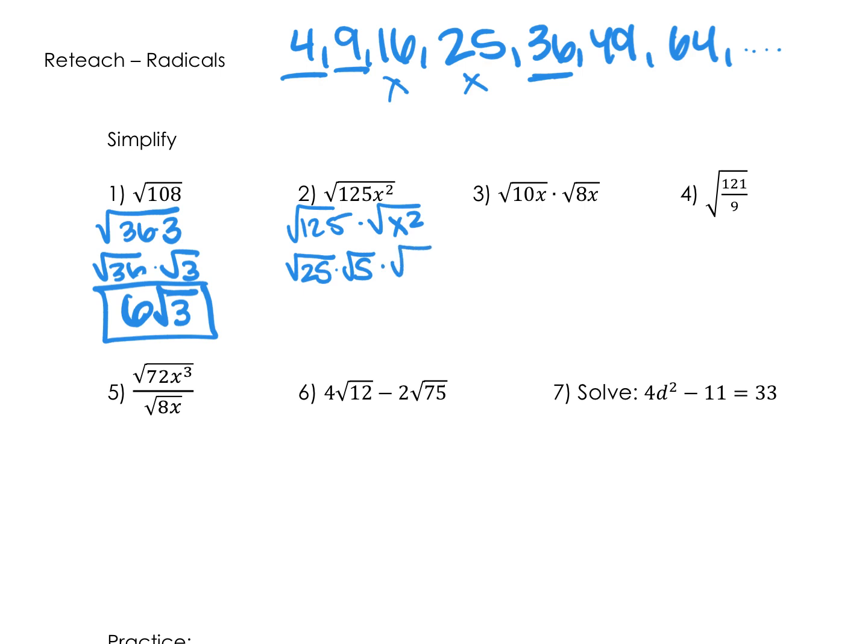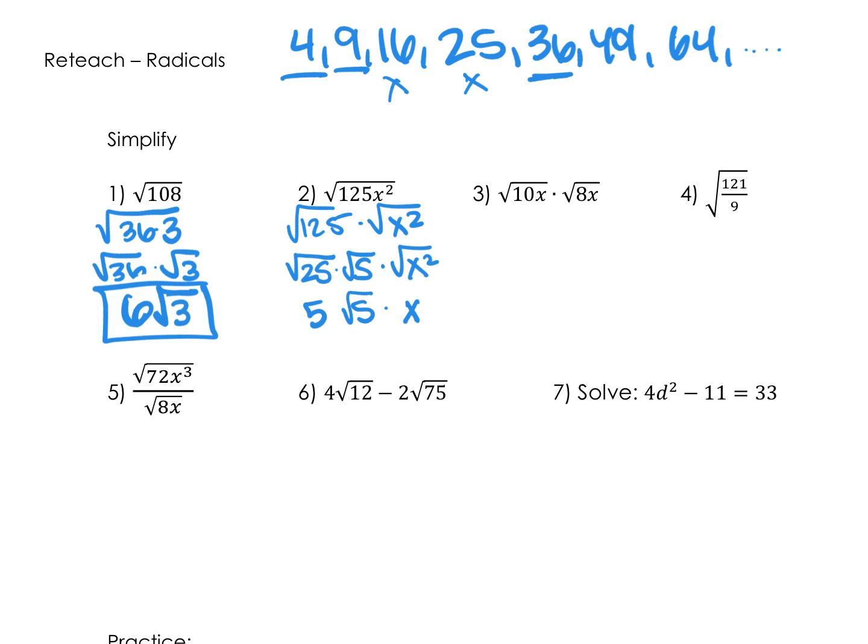And then we're going to leave our square root of x squared as square root of x squared, because the square root of x squared just becomes x. We can't simplify the square root of 5 nicely. We can, but it's going to be a decimal, so we'll leave it as the square root of 5. And the square root of 25 is 5.